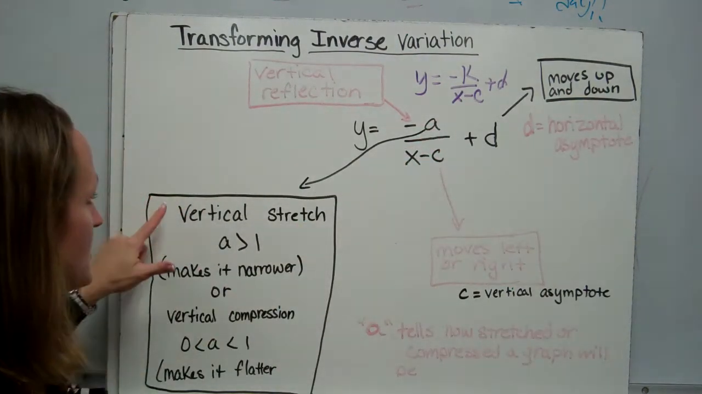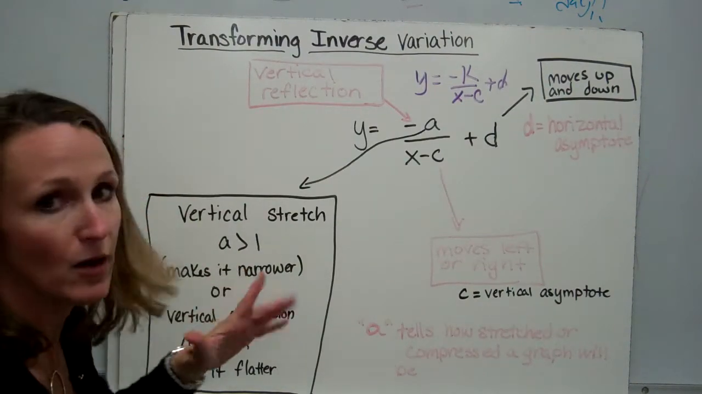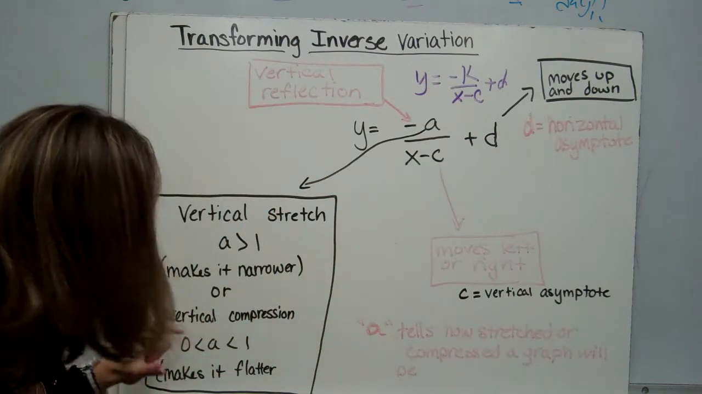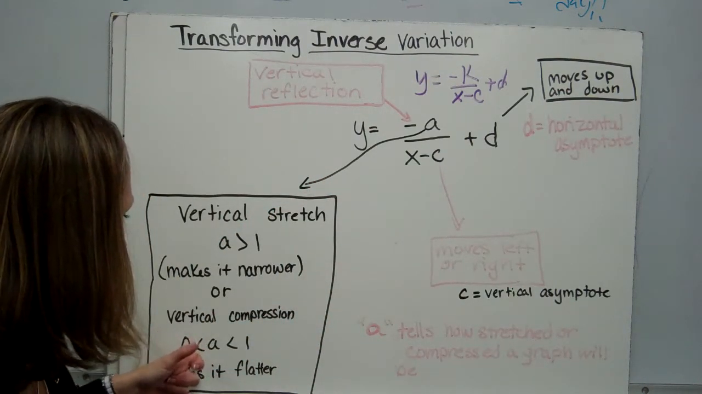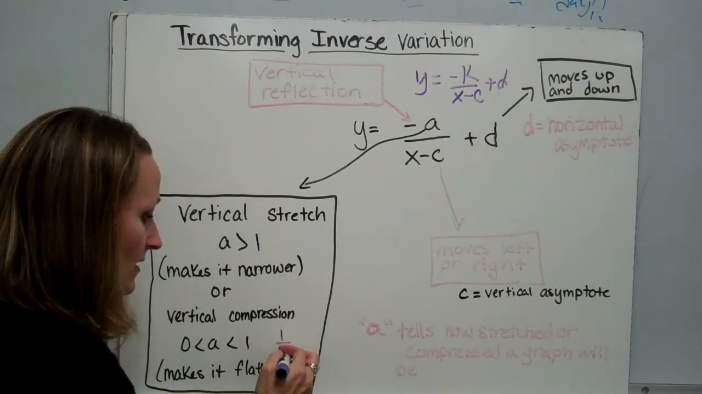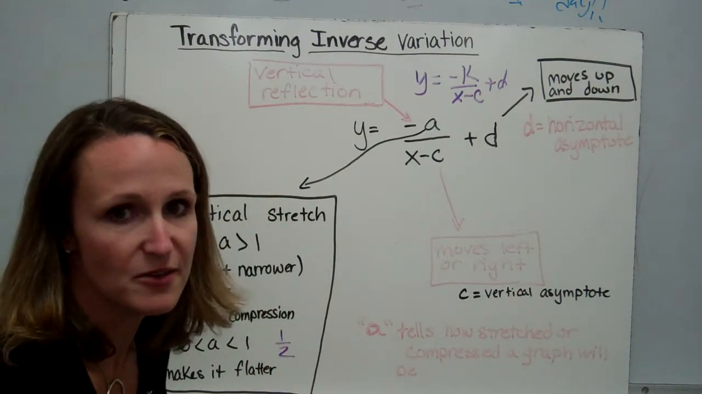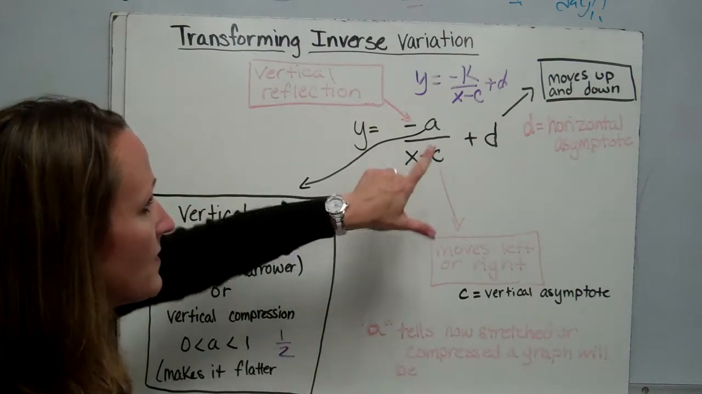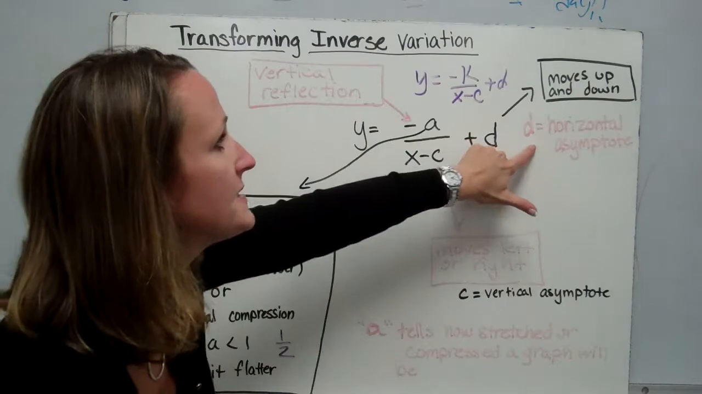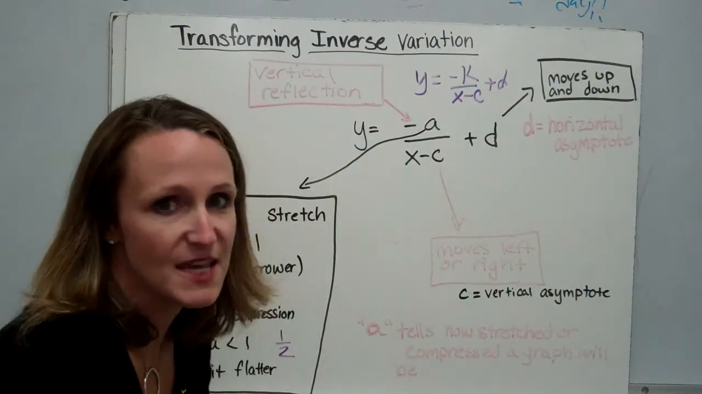The a tells us vertical stretch if a is greater than 1, which makes it more narrow, or vertical compression, which makes it more flat, if a is greater than 0 and less than 1. It makes it flatter, meaning that it's a fraction. This rule is the same that it has been for every other type of function that we've dealt with. This c moves it left or right, and this d moves it up or down. The c and d rules are the same that they have been.